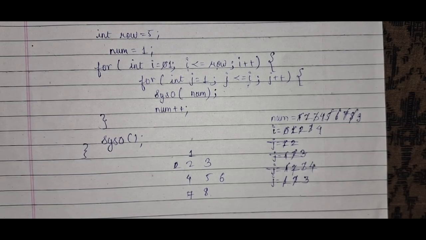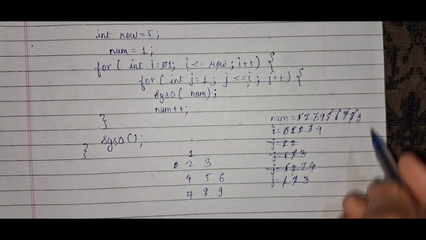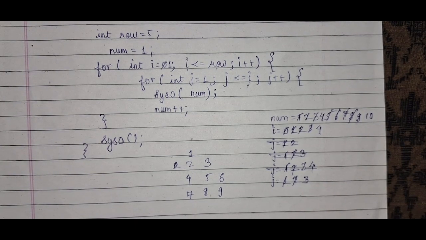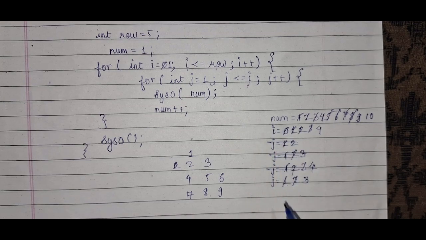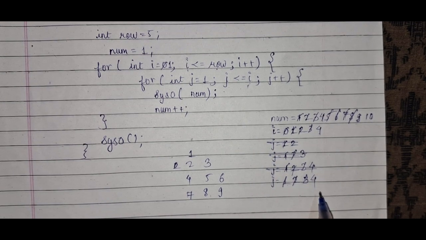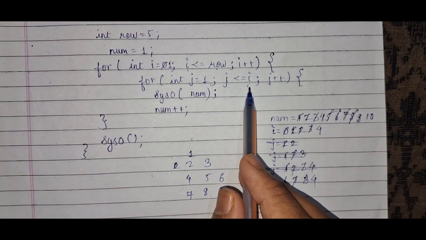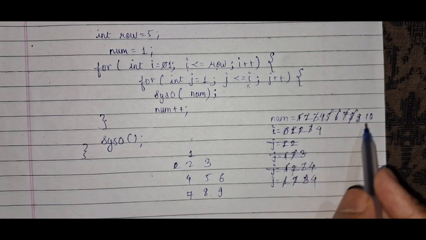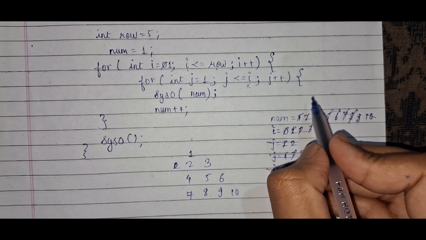Now it will check the condition. Is 3 less than or equal to 4? The condition will be true. Then it will print the num, 9, and update the value by 1. After updating the num, j's value gets updated. Now j's value has become 4. Now it will check the condition. Is 4 less than or equal to 4? The condition will be true. Then it will print num and update the num by 1.